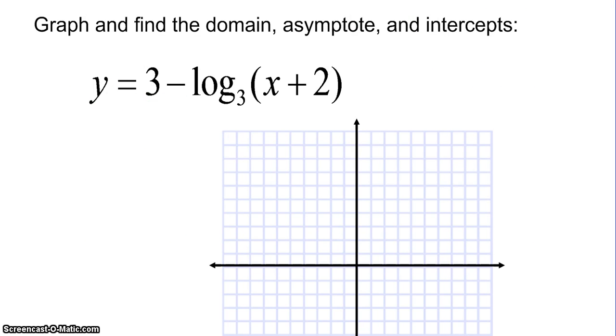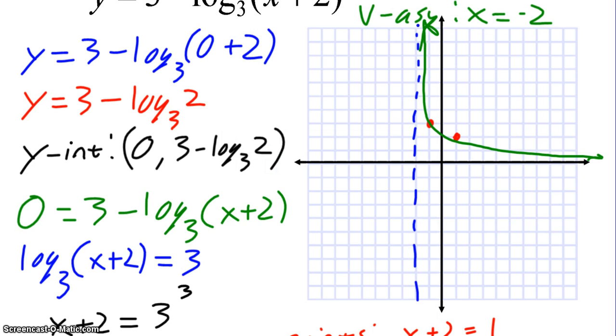Next one. I want you to graph this function. I want you to find the domain, the asymptote, and the intercepts. The function should include 2 accurate points at least. Pause the video, unpause when you're ready to check your work.